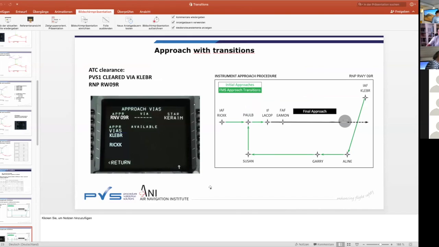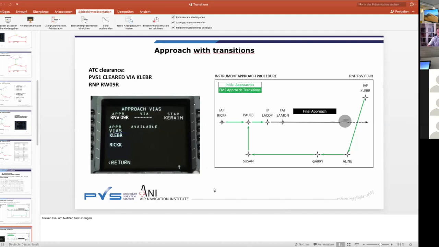You see here, this is the page of the FMS where you select the approach, STARs, and transitions. It's one button. So assume you have, besides Kleber and Rick, not Kleber, but Kleber 1 and 2 and Rick. So you're on Kleber 1, but you get the clearance Kleber 2. You just push the button, the line select key 3 left, approach via, and change from Kleber 1 to Kleber 2. And the FMS switches from the south one to the north one, or the other way around. Okay, yeah. But it should be done before reaching Kleber, right?